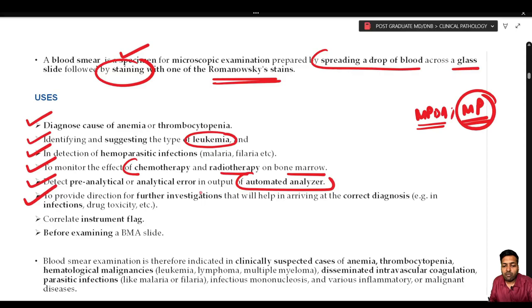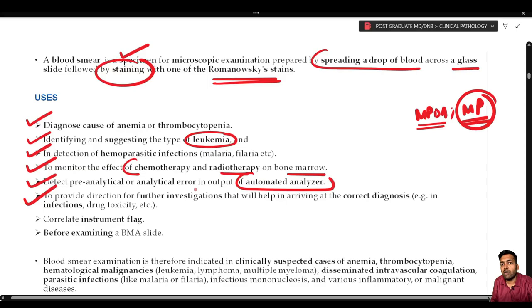Now, sometimes you have to do further investigation. For example, if you are suspecting some kind of infection in a particular person, or you are suspecting some kind of sepsis or something like that, or you are suspecting some drug effect, then in that situation also you are to order further investigation, and for further confirmation you are carrying out a PBS. Then, to correlate the instrument flag.